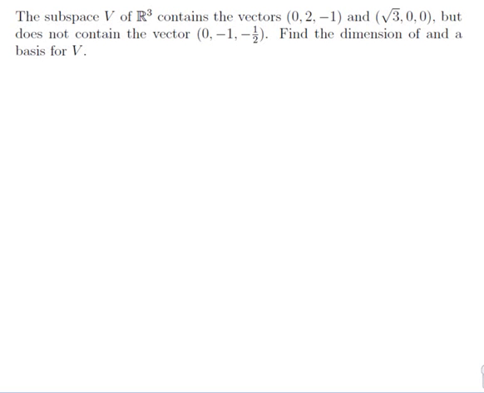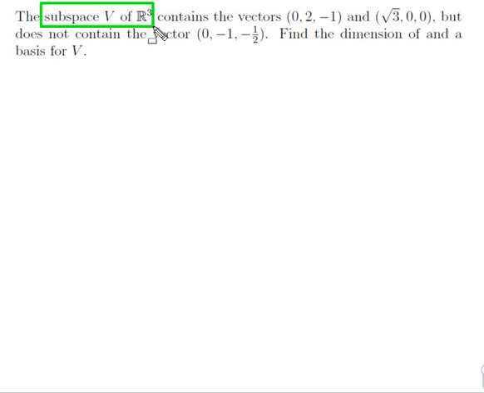The subspace V of R3 contains the vectors (0, 2, -1) and (√3, 0, 0), but does not contain the vector (0, -1, -1/2). Find the dimension of and a basis for V. Okay, so let's be sure I know what the question's asking me to do.